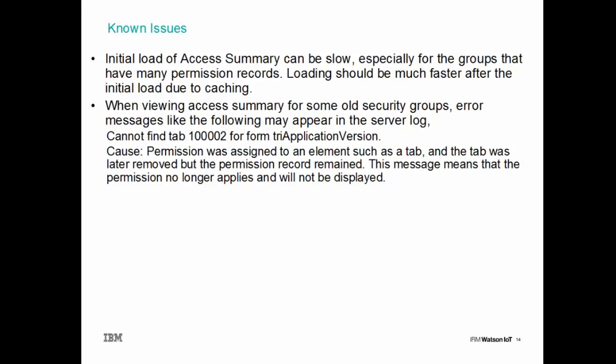Another thing is that if you open the access summary tab for some old security groups, you will see an error message in the server log that says cannot find a tab 123 or cannot find a section 123 for form ABC. That's just because the security permission was defined on an element, the element was removed later on, but the security record just stays. This message simply says the permission does not apply anymore, and we are not going to display it.